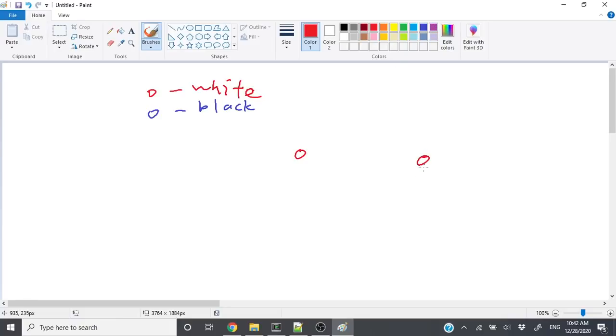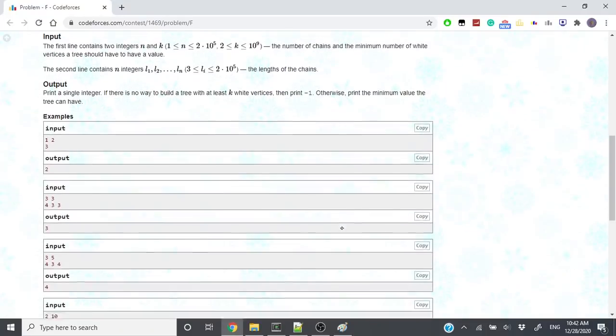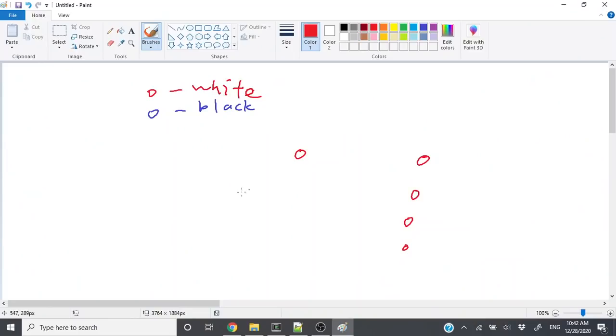So we have a lot of chains just floating in space. For example, we can consider the second sample. We have 4, we have 3, and we have 3. This is going to be a really weird diagram. In fact, I think this is going to be a terrible diagram, but this is fine.